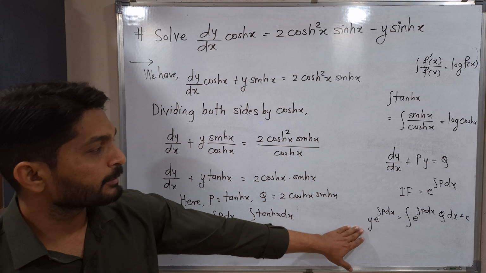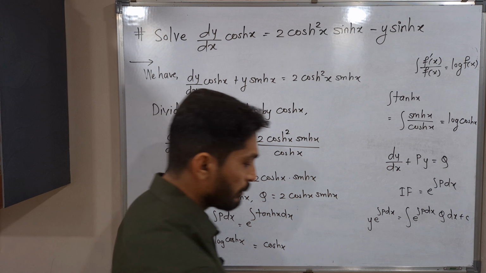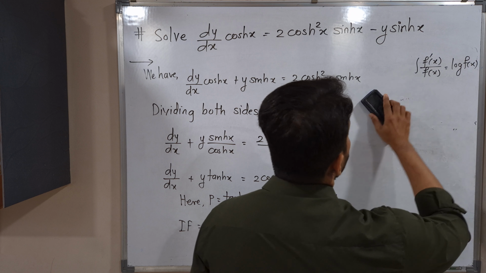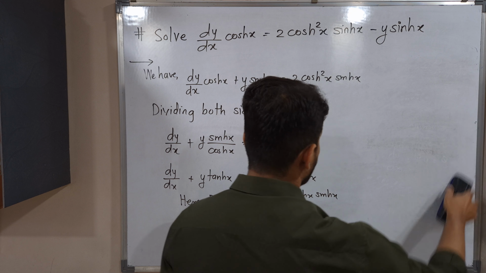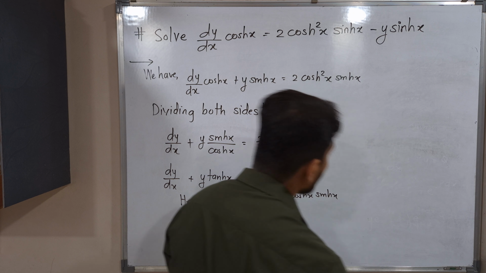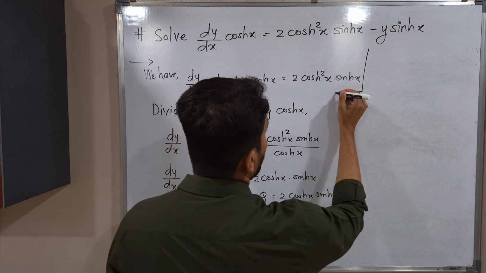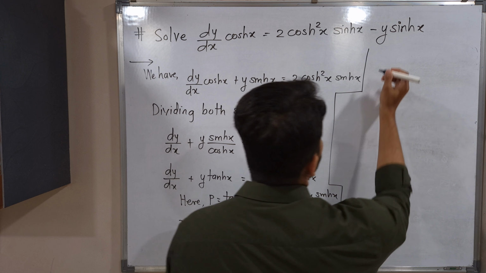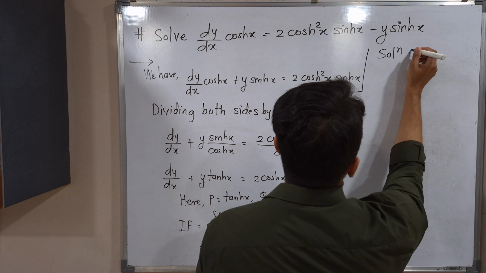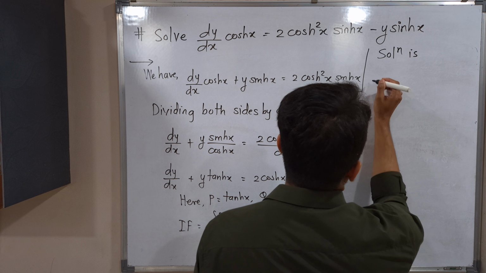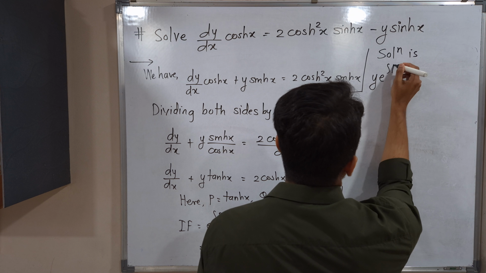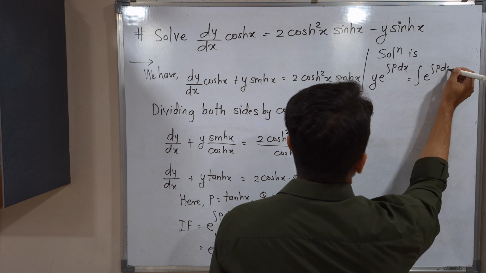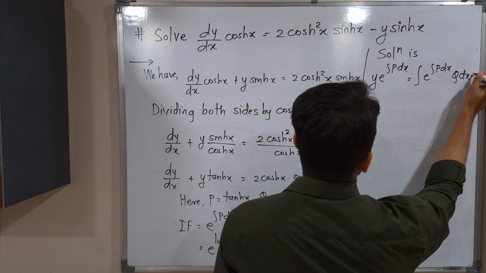So let us go for the last part, which is the solution. Let me remove this part, we will have enough space to write the remaining part of this problem. Just a minute. We have this space. Let us use it. Solution is, try to say what is the solution: y e raised to integration p dx equals integration e raised to integration p dx q dx plus c.